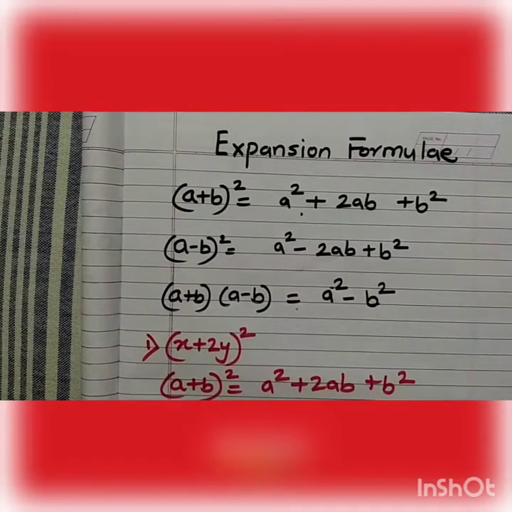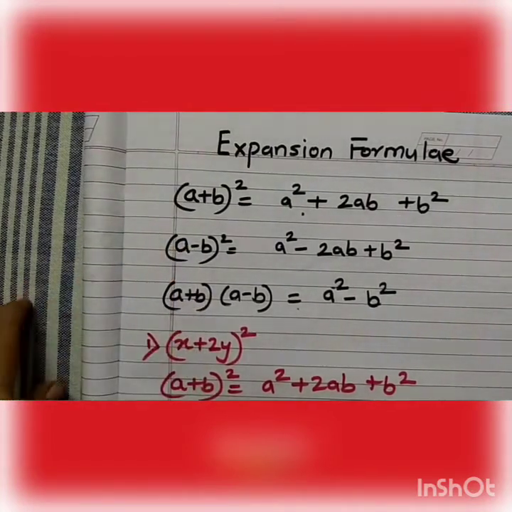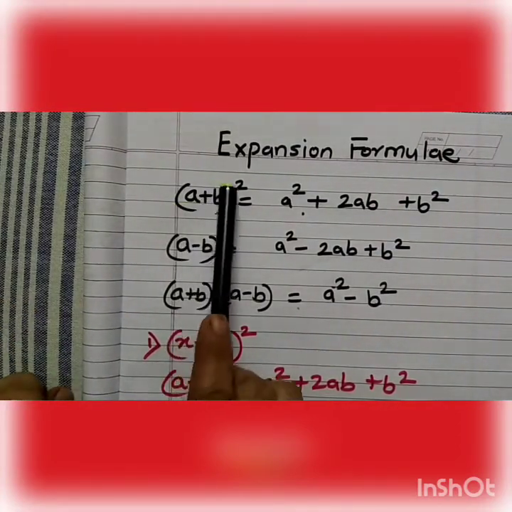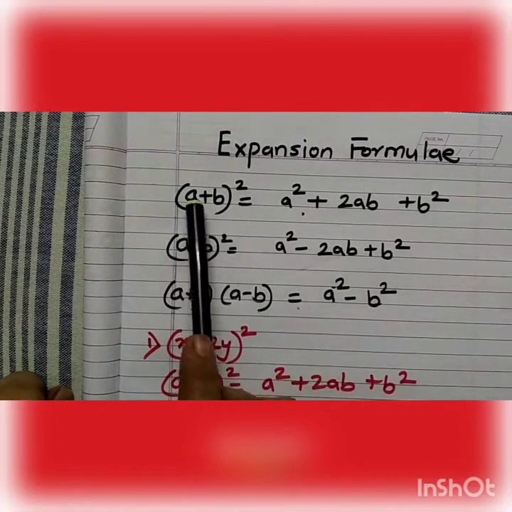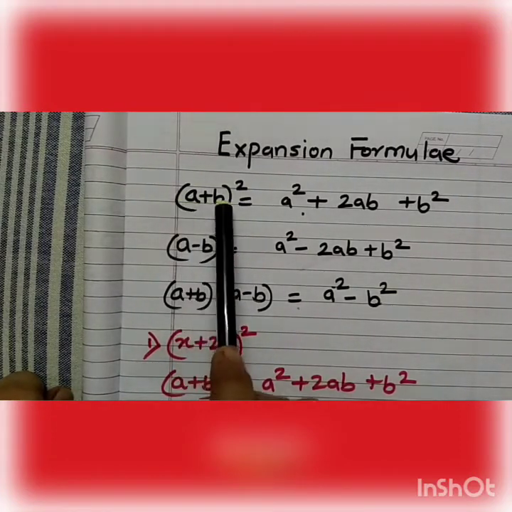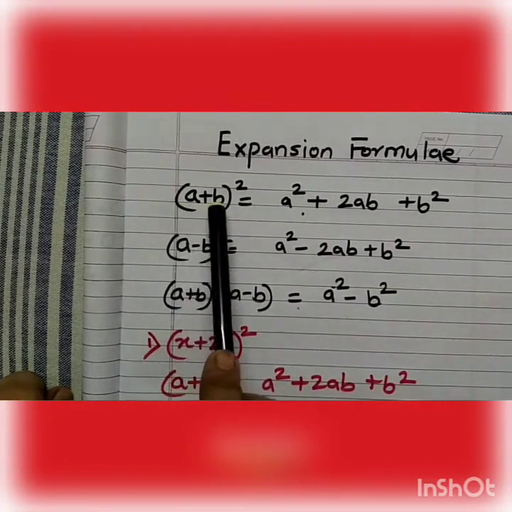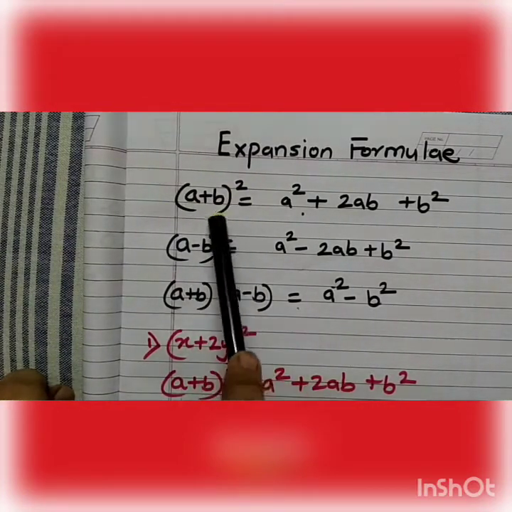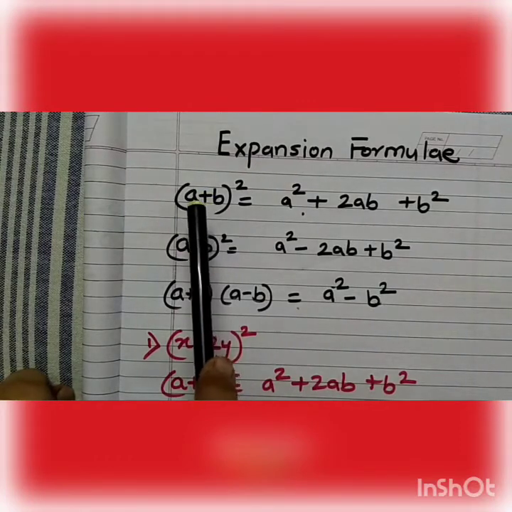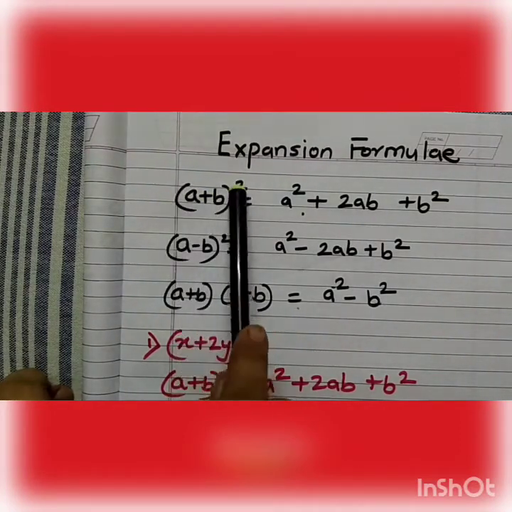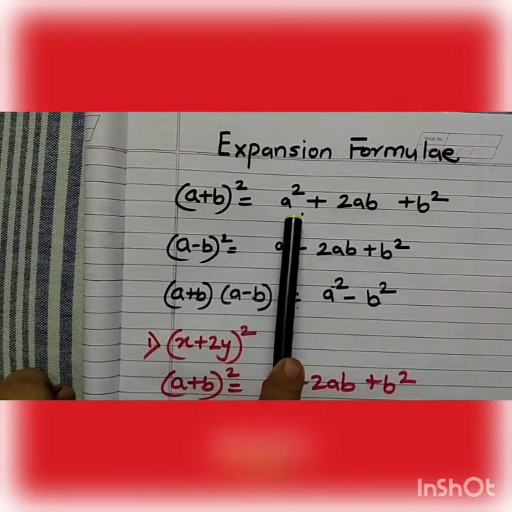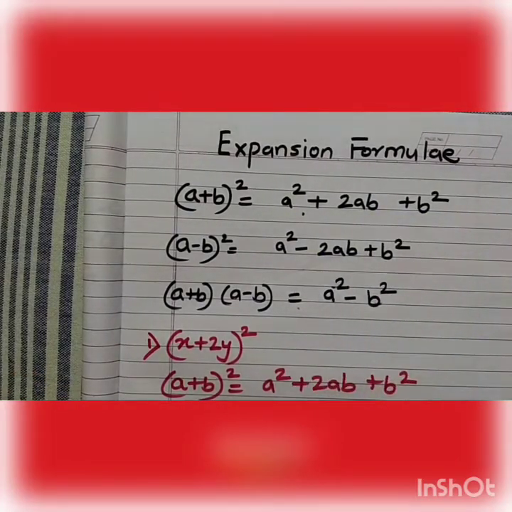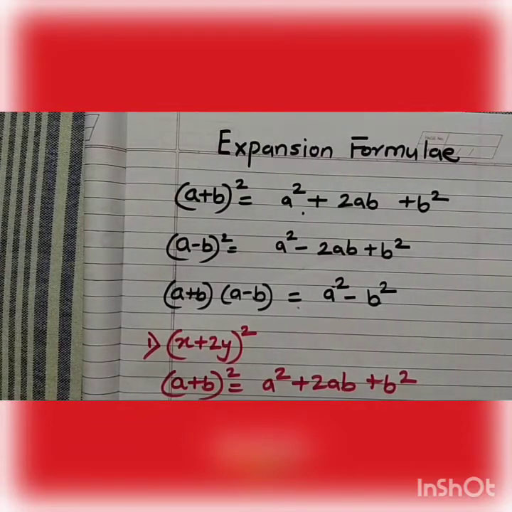How do you read this expression? This expression is read as a plus b the whole square. Don't say a plus b square. A plus b square means a plus b square. So we don't want that. We want the square of the whole bracket. So we say it as a plus b the whole square is equal to a square plus 2ab plus b square. I hope you know how we got this formula.